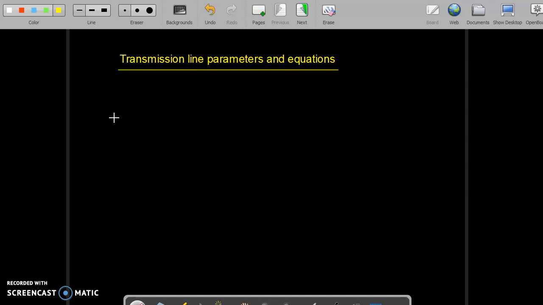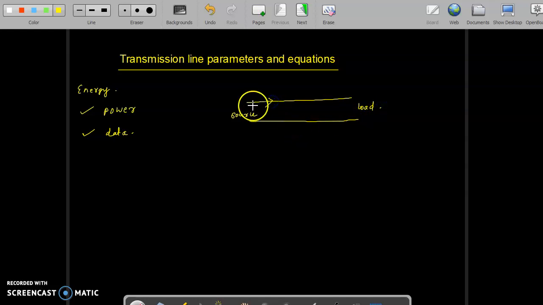And mainly we use a transmission line for two purposes. One is to transfer the power. So energy transfer is happening in two different ways. One is power, the other is data. So if you consider a transmission line, this is the source end, and this is the load side. The energy is transmitted from the source to the load in two different forms.